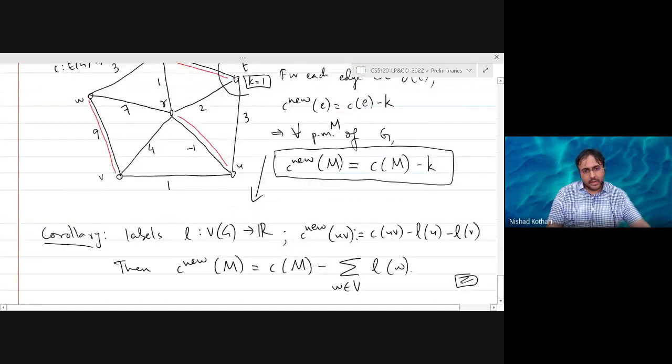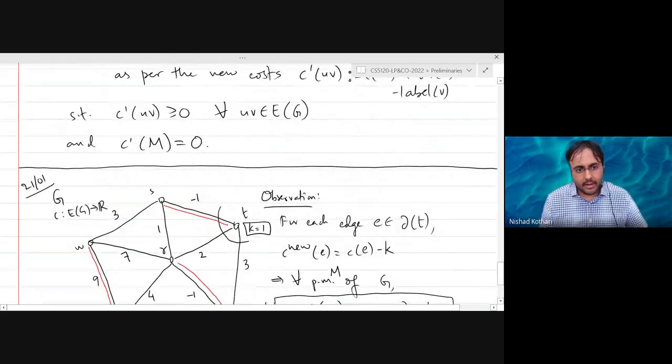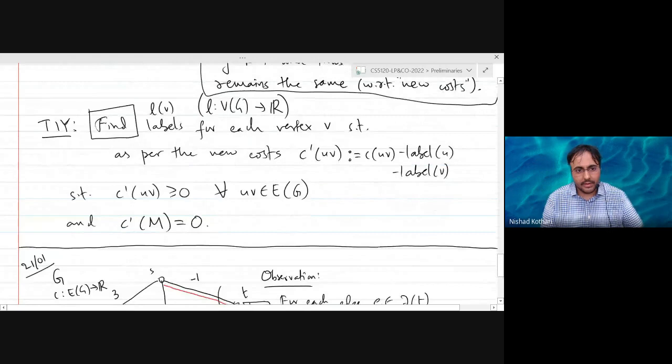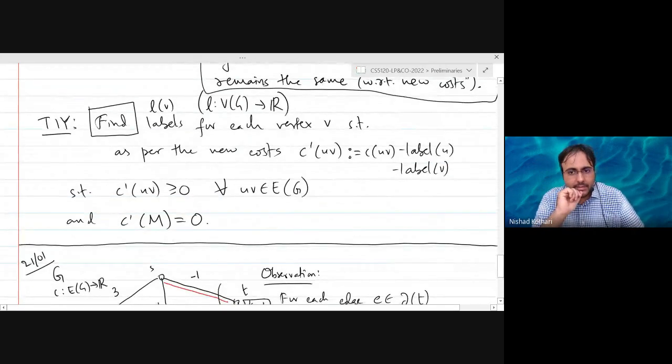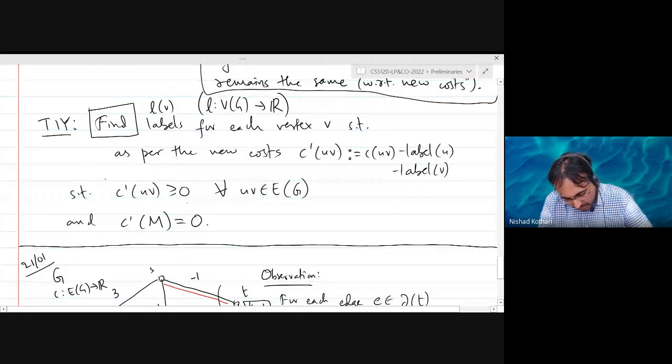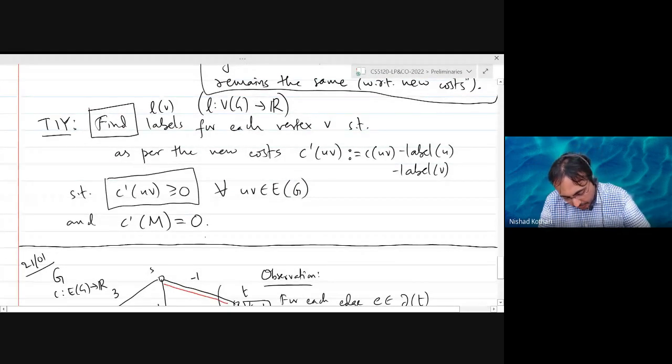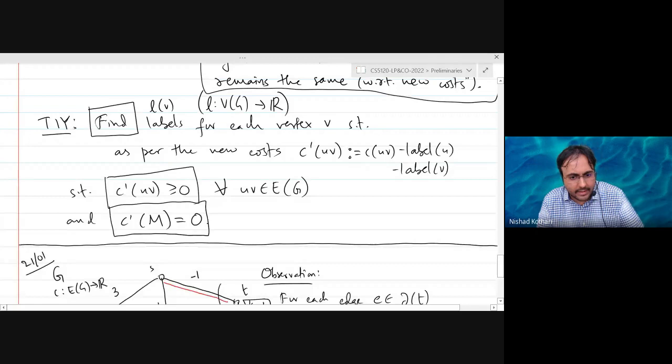All right. So I've given an exercise to all of you. Has anyone been able to do it successfully? Was anyone able to find labels for each vertex so that all the new costs, which we are denoting by C prime here, become non-negative, and the costs of the particular perfect matching that we are looking at, the red colored perfect matching, all become exactly zero? Has anybody found such labels? Or can you prove that such labels don't exist?